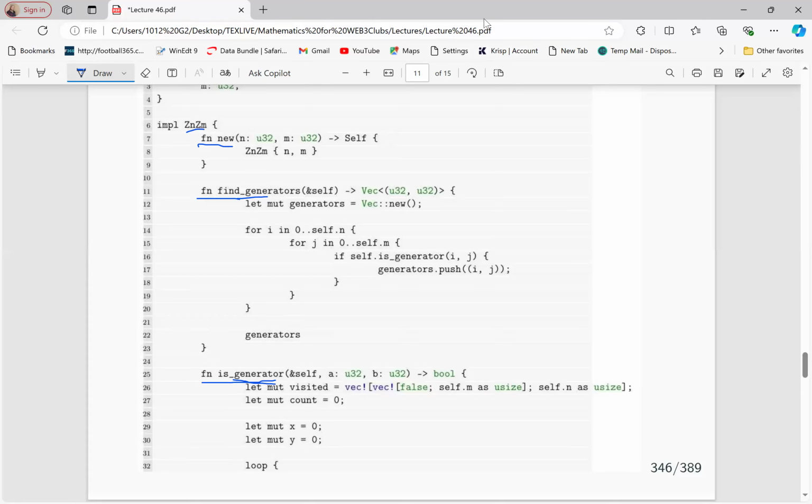Okay, let me share the code first of all. You see how it works. It gives us generators.